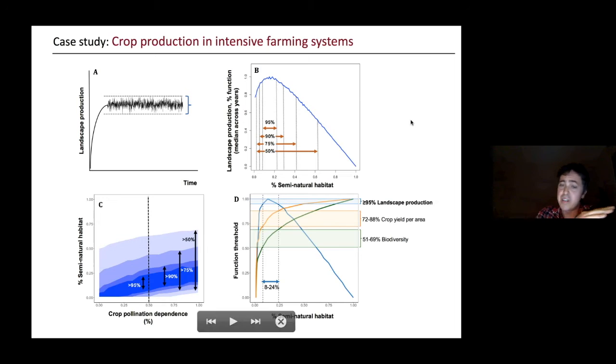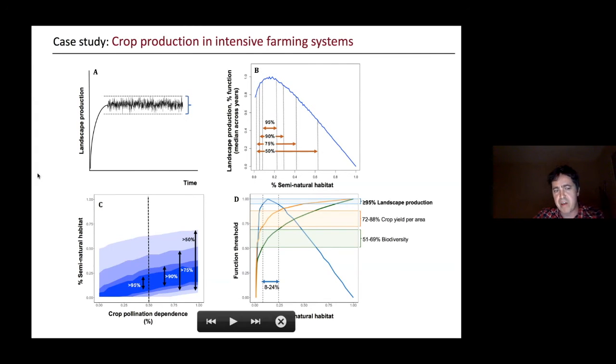these ecosystem services as a function of the fraction of semi-natural habitat, showing this hump-shaped relationship that is also observed in empirical studies. So essentially, these percentages refer to what we call the function threshold, or the fraction of the maximum of that ecosystem service that you can get within an established range of semi-natural habitat.